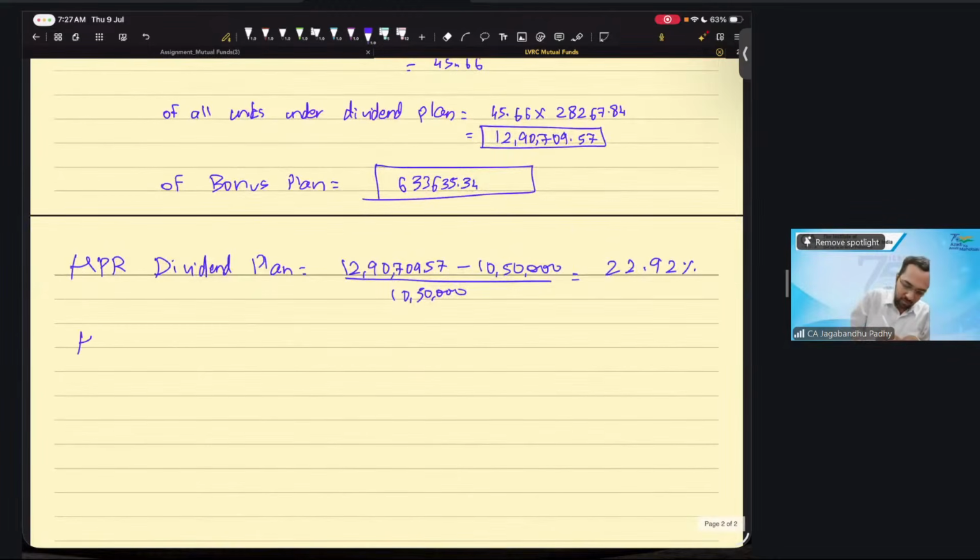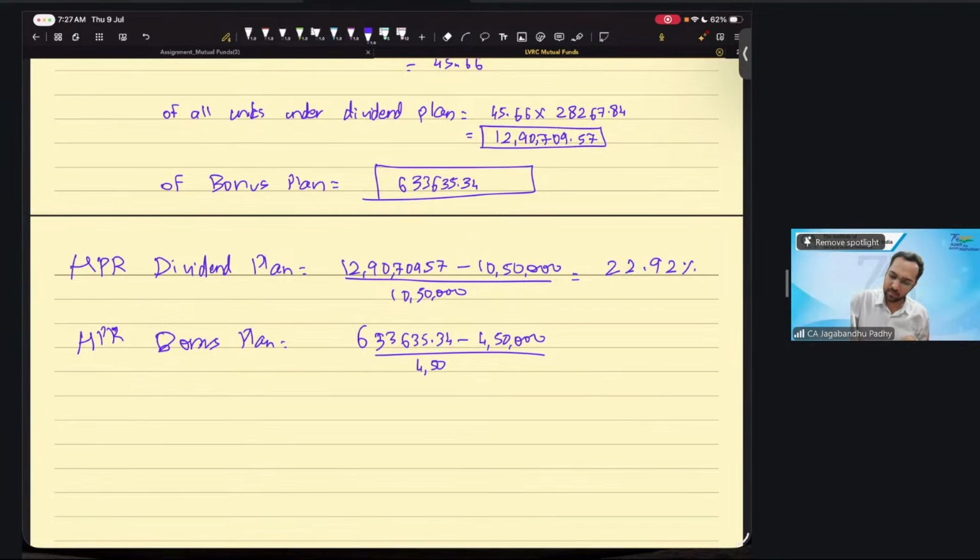Same way, what's the holding period return for the bonus plan? That will be 6,33,635.34 minus 4,50,000 divided by 4,50,000. What is this number? 40.81%. Okay.